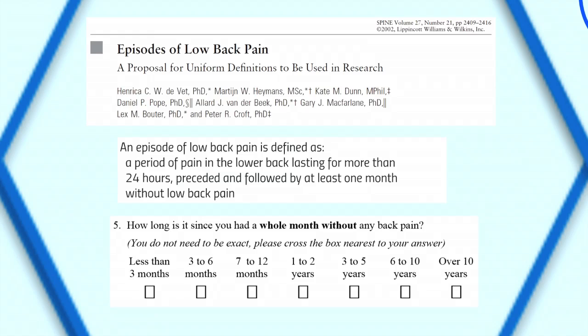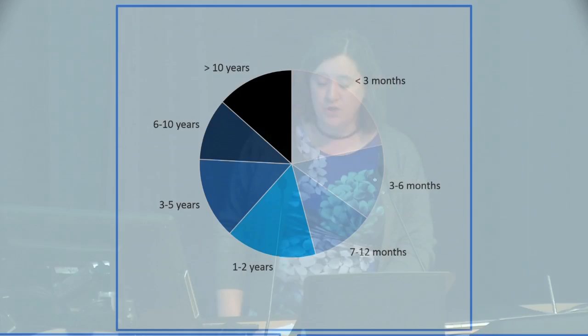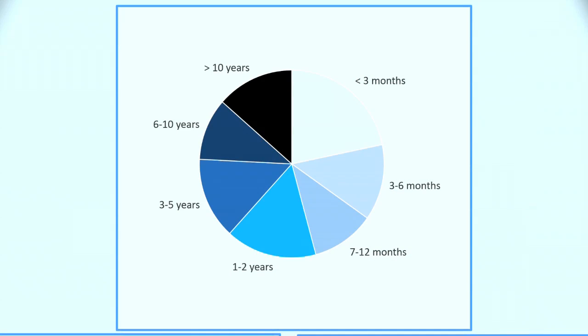And then when we did our cohort study, the Barnes study that I mentioned earlier, that's the question that we used. So I'm just going to move on to some of the findings that we got from that. When we asked people how long they had had their pain for, what we found was that the majority of people had had their pain for a long time. So this is people going to see their GP with back pain.